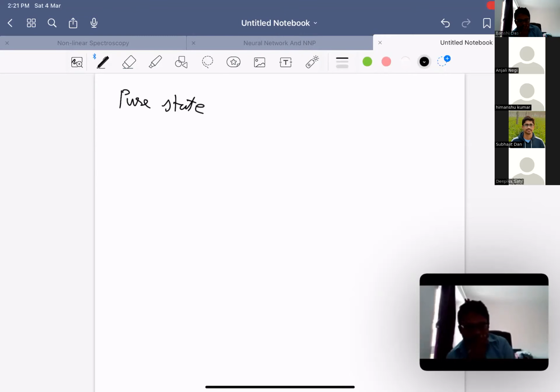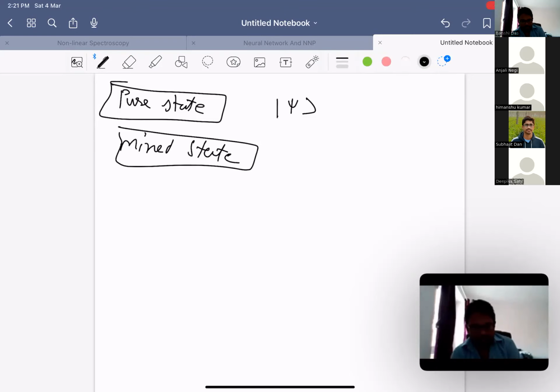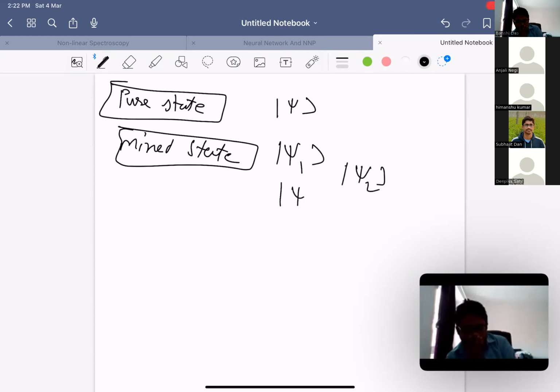What is a pure state? A pure state can be represented by a single ket vector, and another one is the mixed state. A mixed state cannot be represented by a single ket vector, but it can be represented by an ensemble of multiple pure quantum states, say psi1, psi2, psi3, and so on.